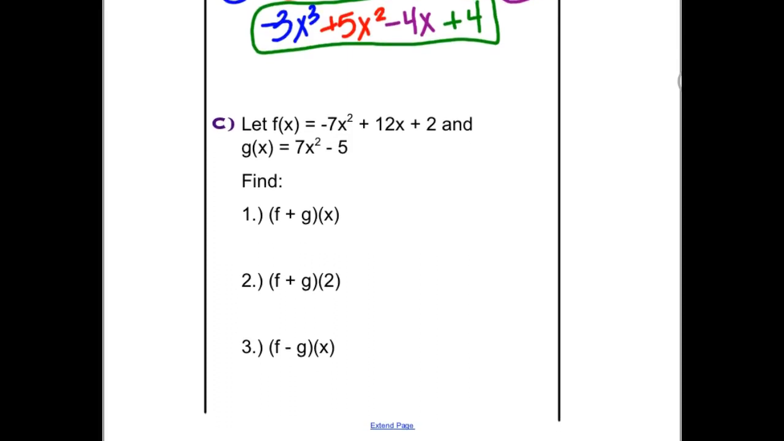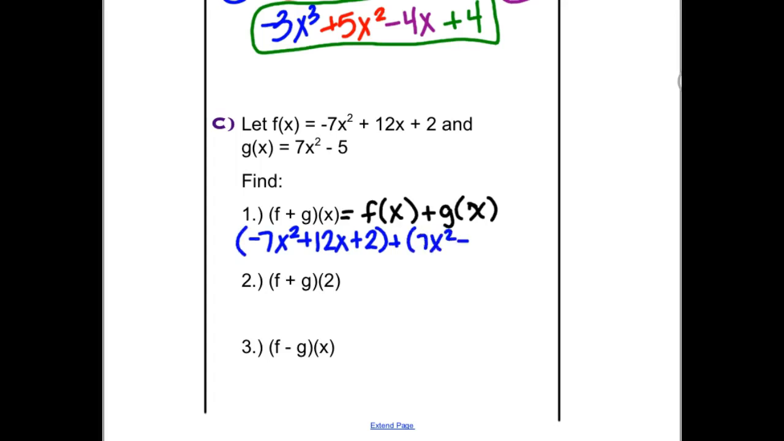Finally, this is where we are talking about adding and subtracting functions. So we've got the function f of x equal to negative 7x squared plus 12x plus 2, and g of x equal to 7x squared minus 5. It says find f plus g of x. What this really means is we're going to take f of x and we're going to add to it g of x. So now we can substitute in f of x is negative 7x squared plus 12x plus 2, and g of x is 7x squared minus 5.